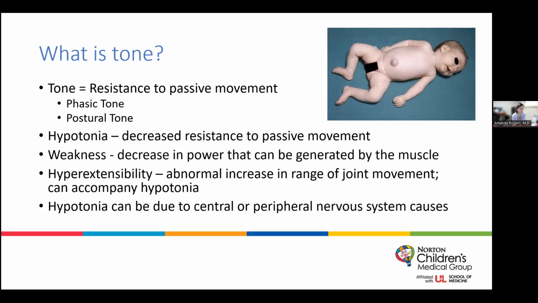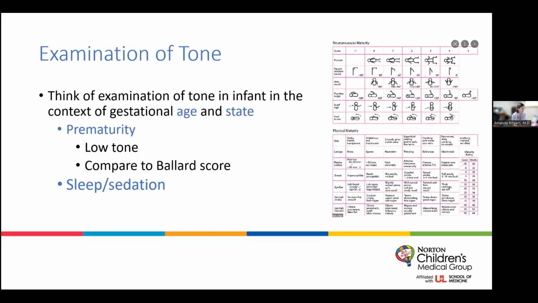And as we'll talk about a lot throughout this lecture, hypotonia can be due to central or peripheral nervous system causes. A lot of times our job is to find out where the hypotonia localizes to, and of course, what the underlying etiology is. So when you're examining a baby's tone, it's important to think about the examination in the context of the gestational age and the state of the patient.